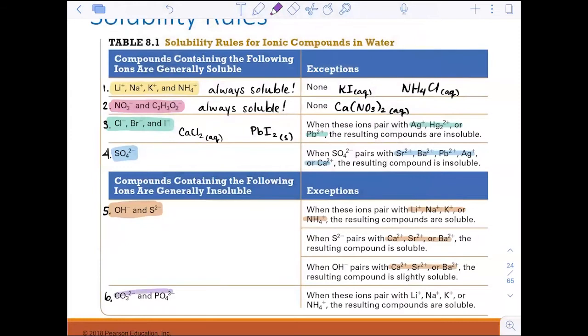Last one, carbonate and phosphate. These are usually insoluble except when they're paired with group 1 cations or ammonium cation. So when we're looking at these insolubility rules, they are generally more complex. So be careful with them. Look at them as if they're saying any hydroxides, sulfides, carbonates, or phosphates are usually insoluble. The exceptions say when they are soluble.